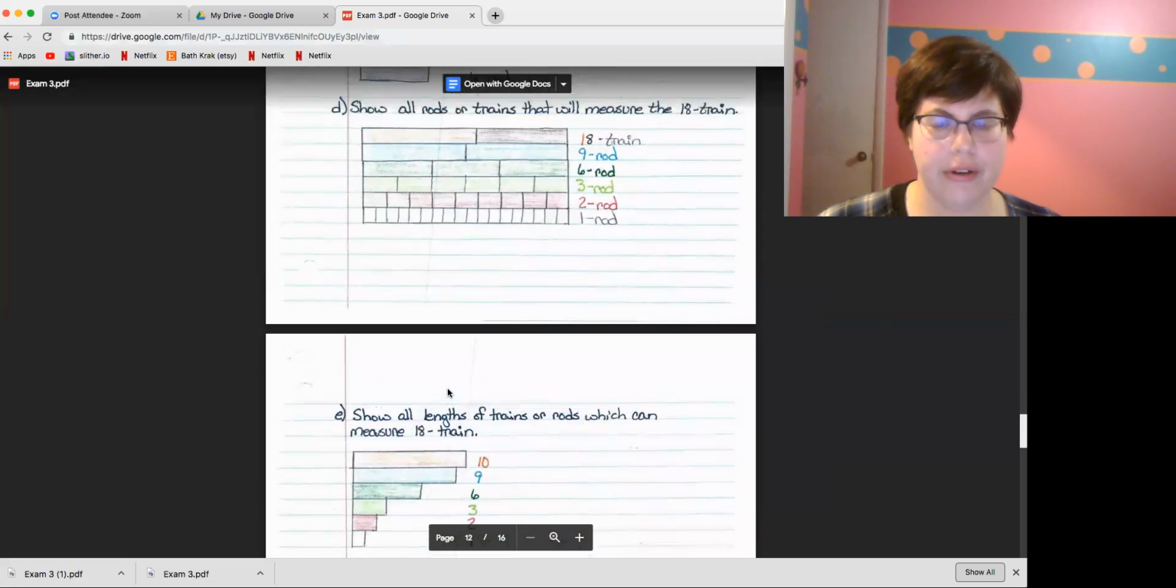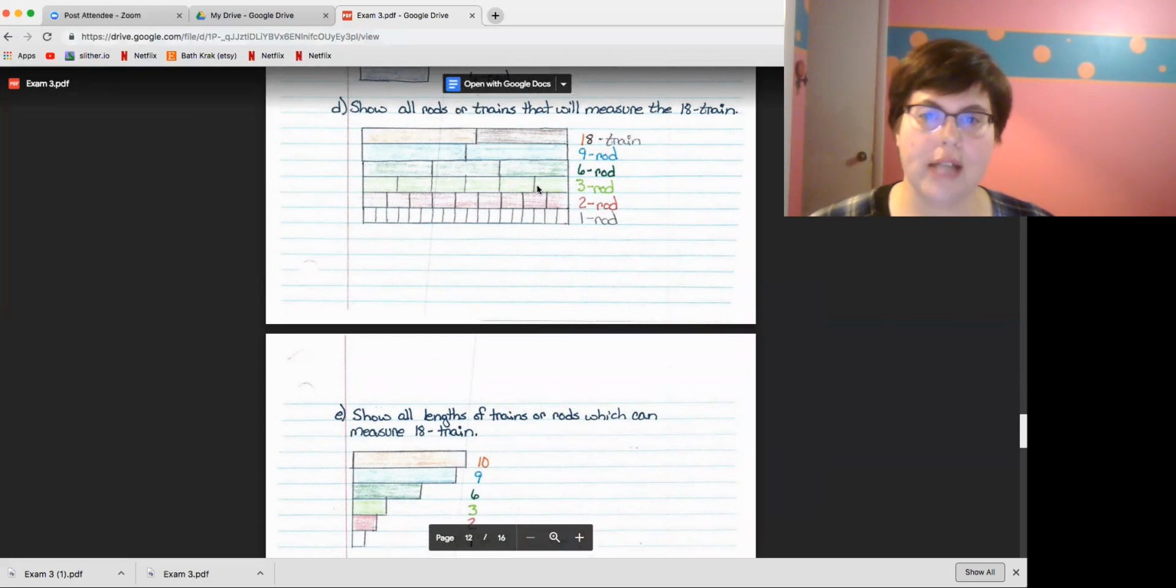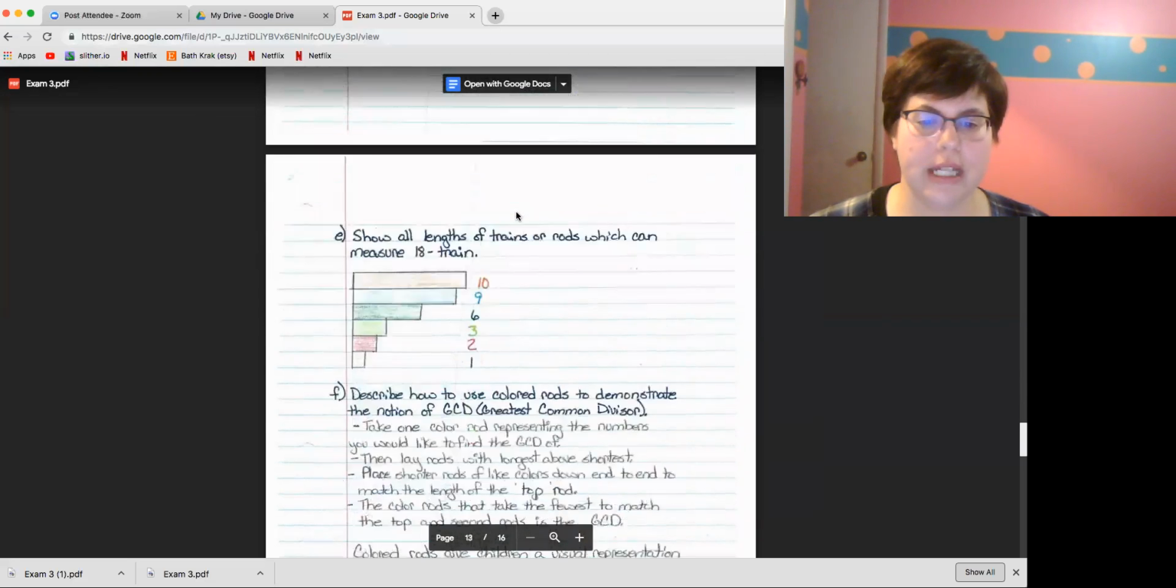Here we go. D, we're going to show all our rods or trains that will measure the 18 train. So we had a 10 rod and an 8 rod, and we put them together, and then we break it down to what color rods will give us the same as the 18 train.